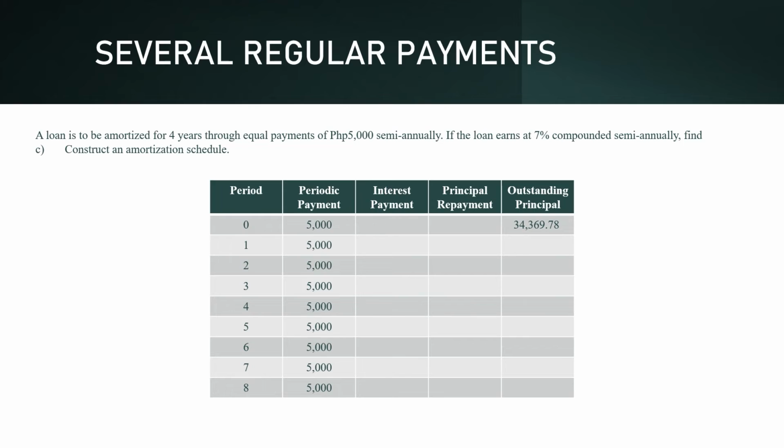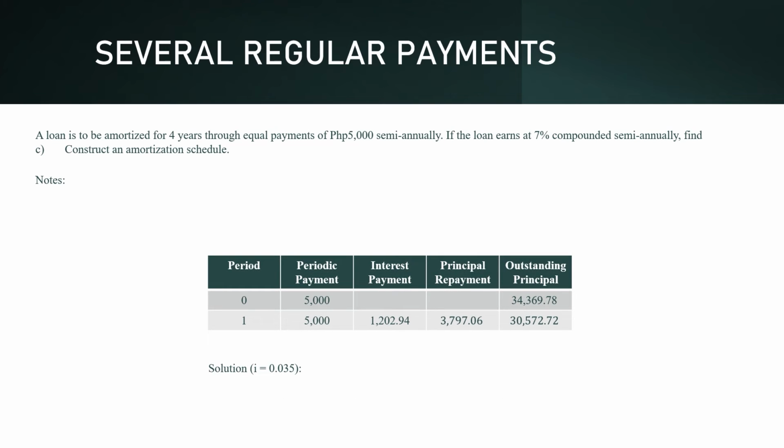Lastly, we need to construct an amortization table. As you can remember, we have already solved for the present value, which is 34,369.78 pesos, which also makes it the outstanding principal of period 0.